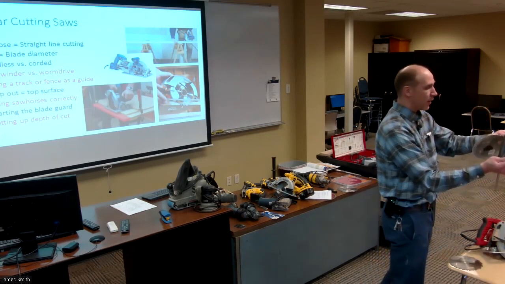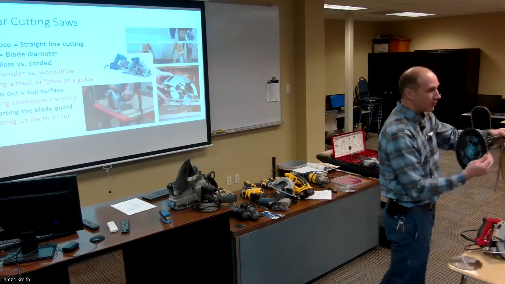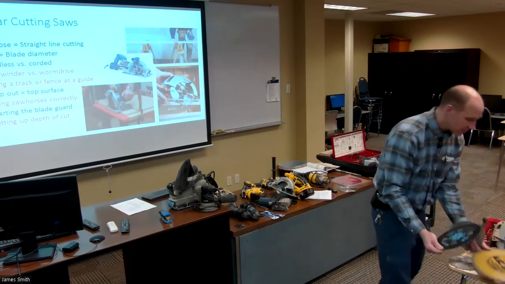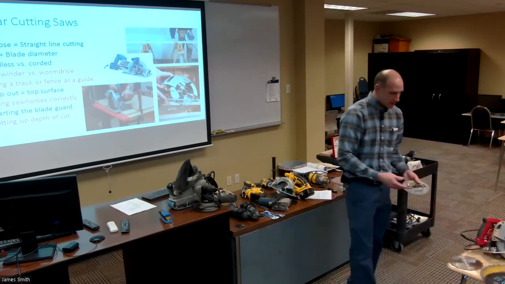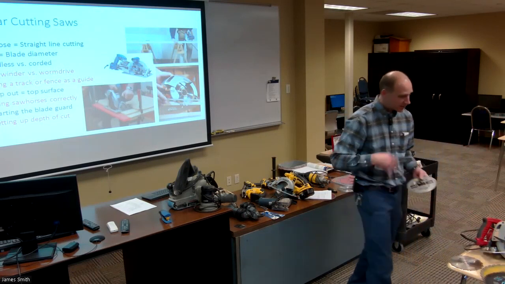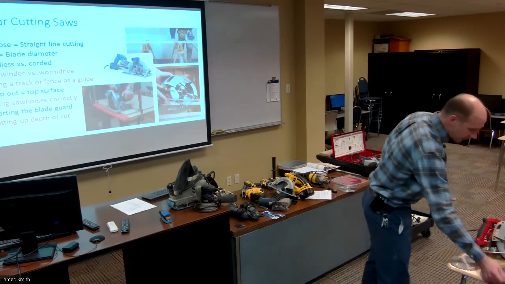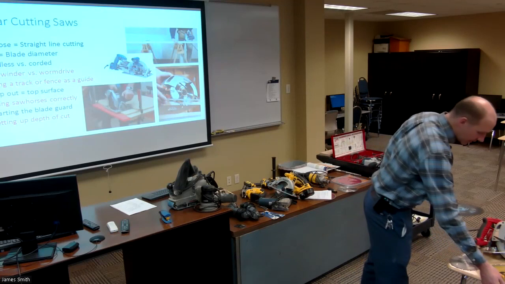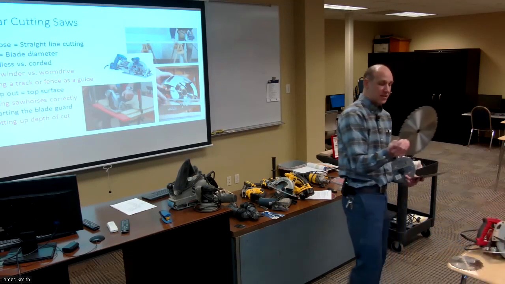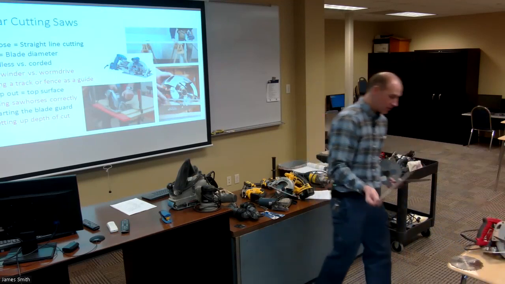Do you guys understand what rake angle is? Basically the angle of the tooth profile. And so just pay attention to that. But yeah, so you've got different diameters. You also have different arbor hole sizes. Some table saws will take a larger size. Here's your cross-cutting or your miter saw that has a much larger arbor hole size.